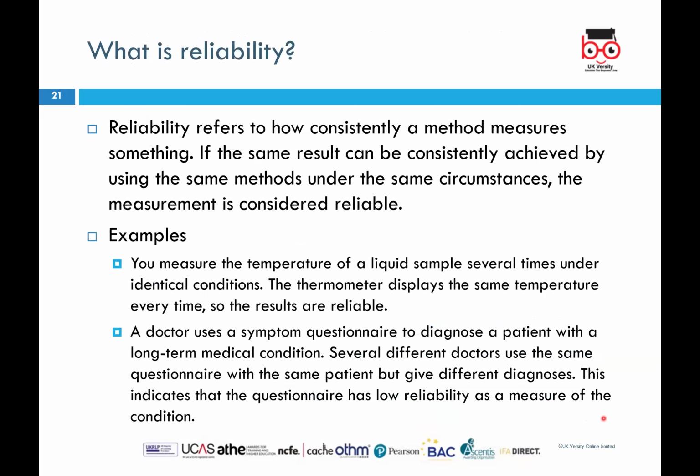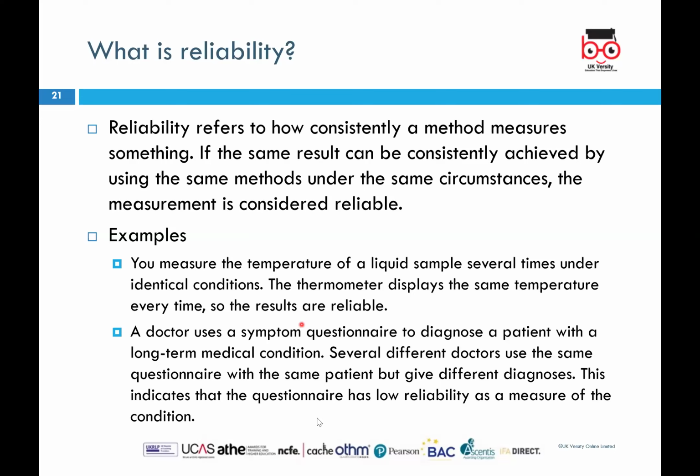What is reliability? Reliability refers to how consistently a method measures something. If the same result can be consistently achieved by using the same methods under the same circumstances, the measurement should be considered reliable. So, for instance, you measure the temperature of a liquid sample several times under identical conditions. The thermometer displays the same temperature every time, so the results are reliable.